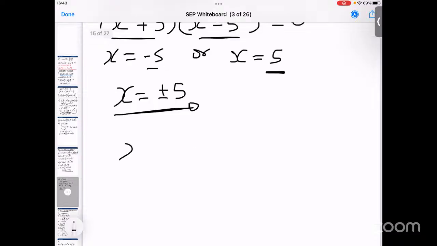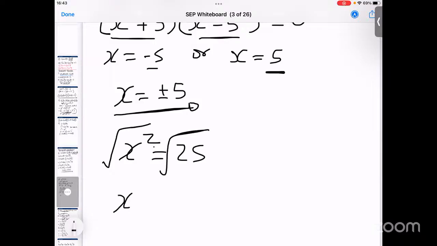Otherwise, the other way in which you can work it out is as simple as just square rooting both sides. That's how you remove that squared. And then after that being removed, you end up having the square root of 25, which then gives you plus or minus 5. This being another way in which you can work it out.